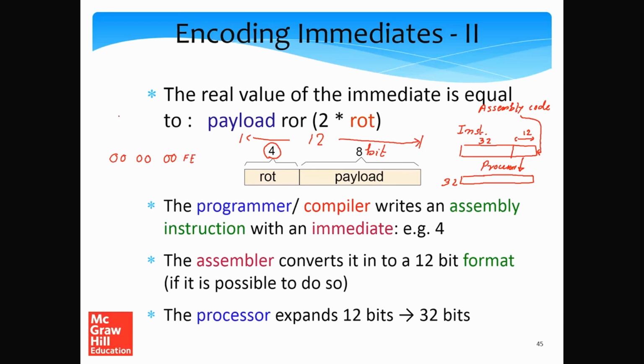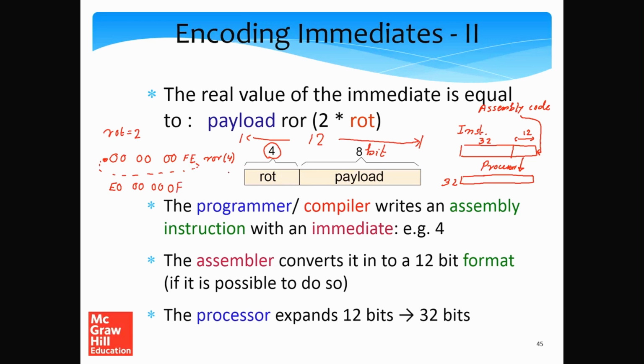Now let's say that the value of the ROT field is equal to 2. In this case, this number needs to be rotated by 4 positions. So rotation basically means that all the bits in the LSB position come to the MSB position. So if I rotate a number by 4 positions, it basically means that 4 bits from the LSB come to the MSB. And 4 bits is 1 hex digit. So what this will essentially become is E0, 0, 0, 0, 0, F.